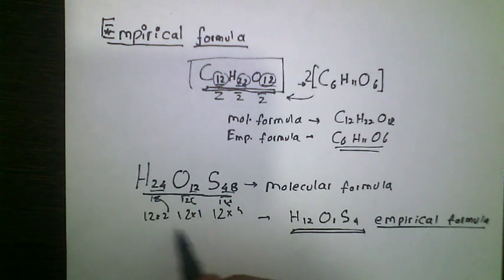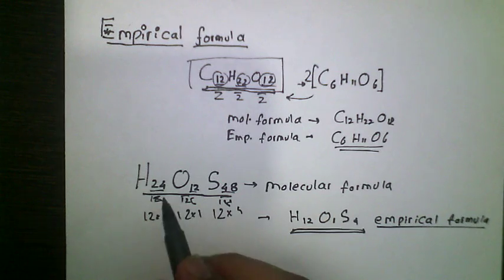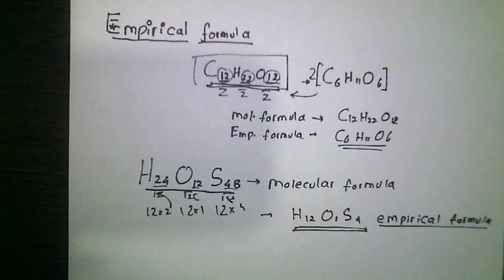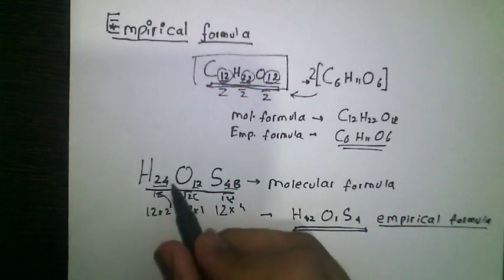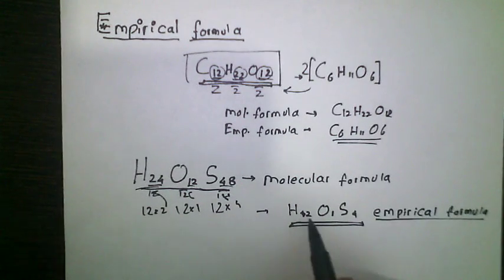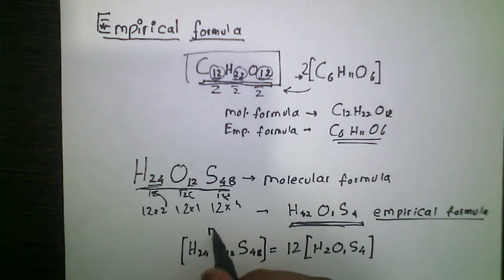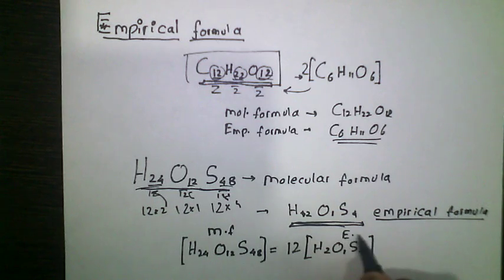Now here, what is the empirical formula? We divided by 12. Oops, I'm extremely sorry guys, it's 2, not 12. So we can consider that H24 O12 S48 is equal to 12 times H2 O1 S4, where this is the molecular formula and this is the empirical formula.